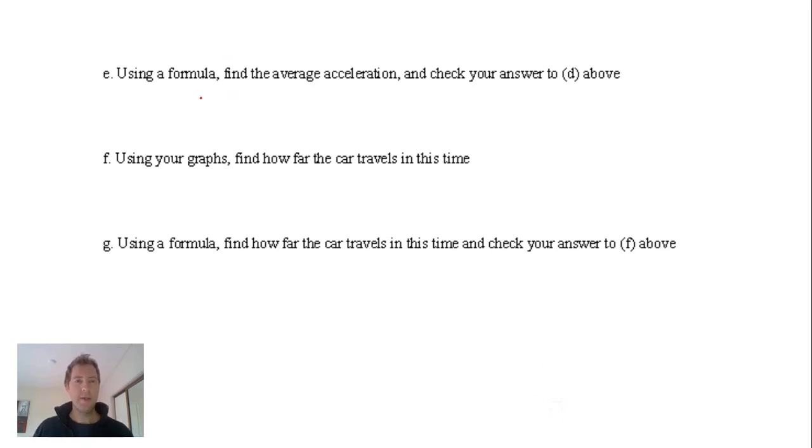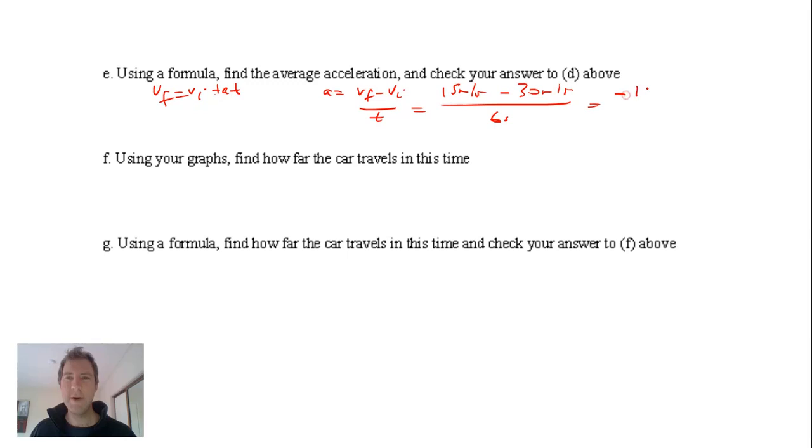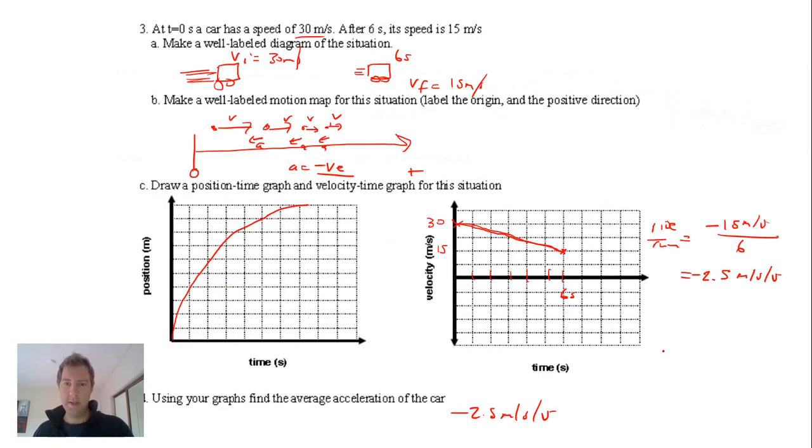Use a formula. I'm going to use the same formula I've always used. I'm going to rearrange it really fast because you've done it a number of times, and you should practice doing this if you can't do it. It was a equals vf minus vi over t. Put in my numbers. My final velocity was 15, minus my initial velocity was 30. My time was 6. 15 minus 30 is minus 15, over 6 is negative 2.5. That's the same as that.